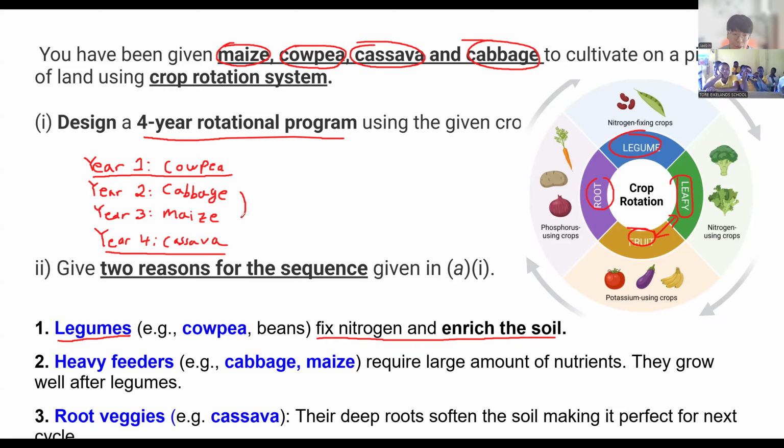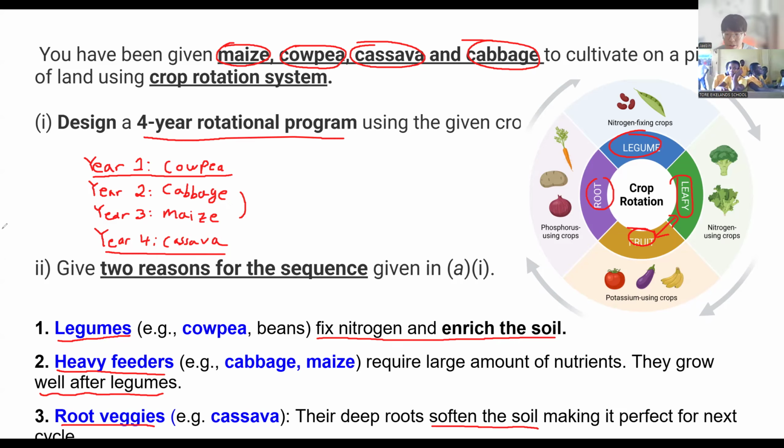We put cabbage and maize in the middle because they're the heavy feeders. They require the most nutrients, so we have to put them after the cowpeas, after the nitrogen has been fixed. Finally, we put the root veggies at the end, year four, because their deep roots soften the soil and help prepare for the next cycle by the legumes.